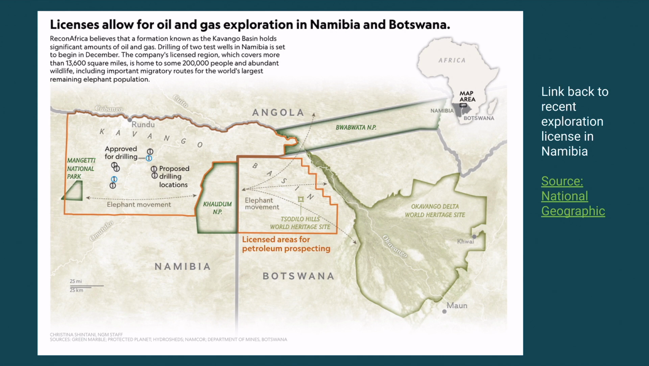And looking back at the case of the new fossil fuel exploration license in Namibia, while the Kavango Basin, where the oil and gas reserves are, has protected national parks, and the drilling would not happen within them, you can see on the map that the proposed exploration is right between the national parks. And this means it would hinder the movement of animals between the two as they travel along these wildlife corridors.